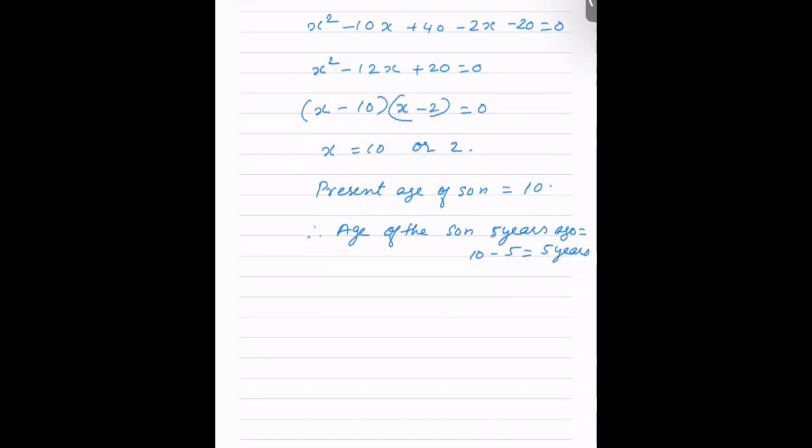Similarly, what is the present age of the woman? We will calculate it as 5 square plus 5, because this is the age before 5 years, right? Age before 5 years is 5 square. Current age is after that 5 years pass. So it is going to be 25 plus 5, which is 30 years. So this is the final answer.